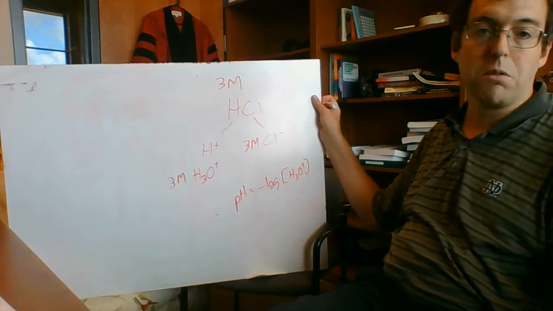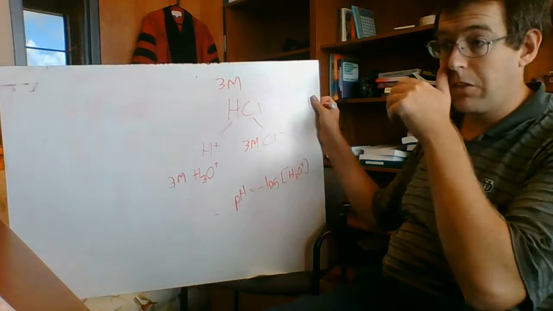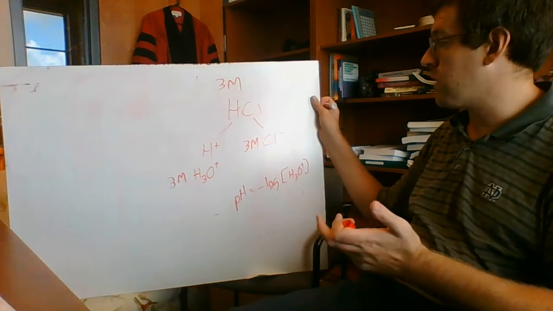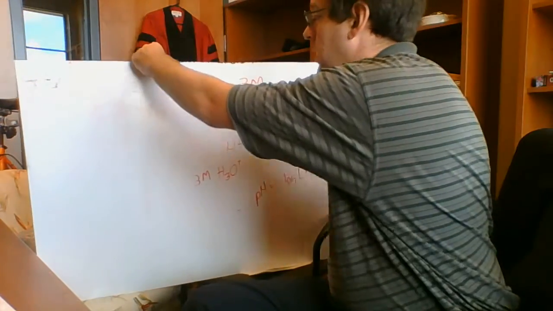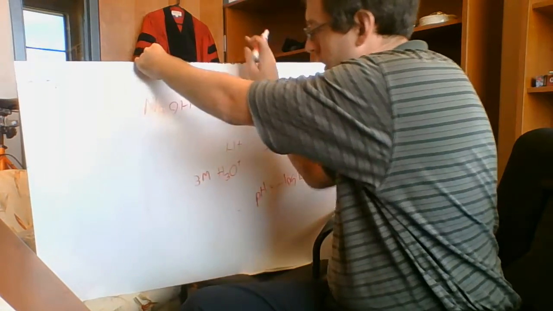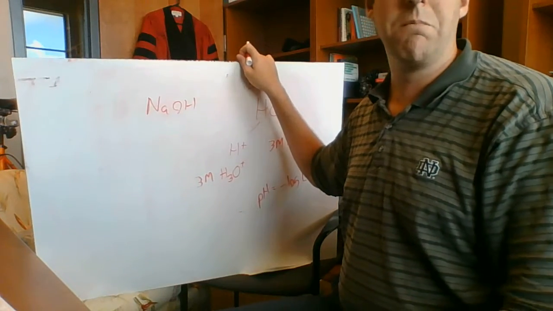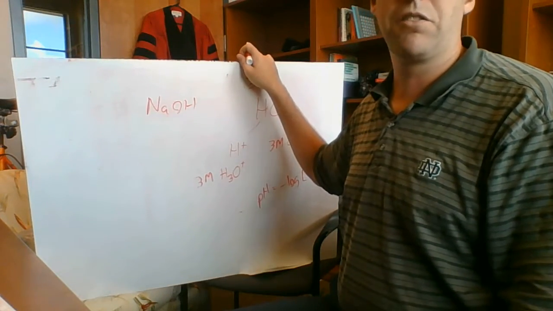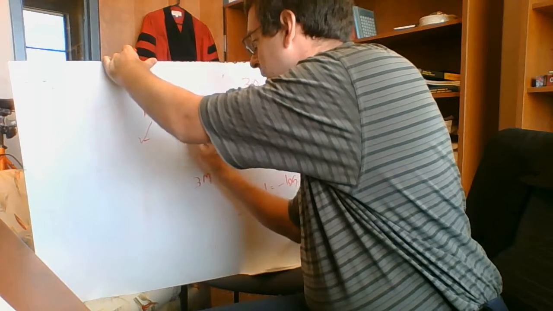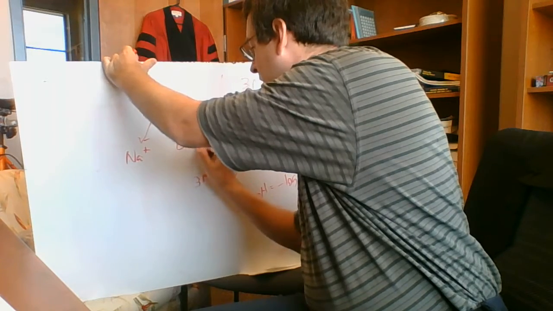If we're dealing with strong bases, in those cases, they're also going to completely dissociate. But with a strong base, let's take another example that you see in this problem, NaOH. I'm just going to go ahead and tell you, NaOH is a strong base. It is going to completely dissociate into sodium ions and hydroxide ions.